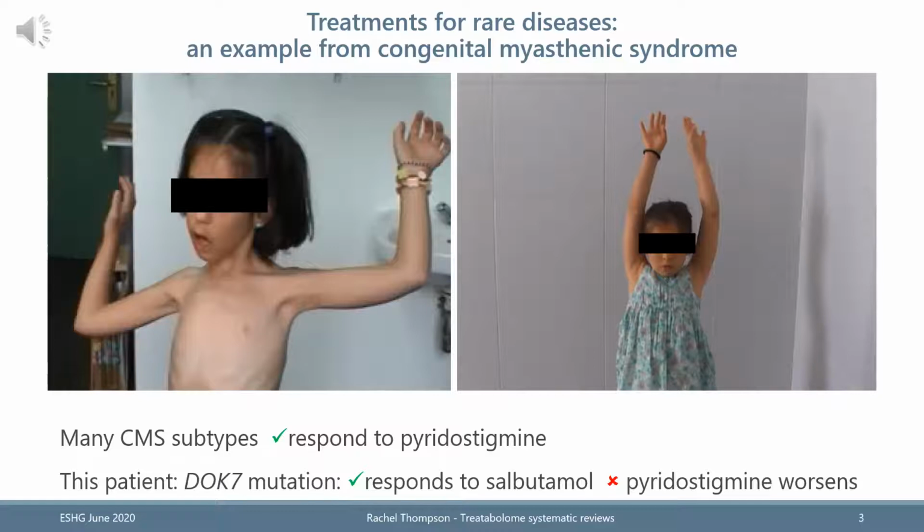In this first photo on the left, you can see the girl trying to raise her arms above her head, and you can see that she's really struggling with that. That's about as far as she manages to get at all. And although you can't see it in this photo, she also has difficulty getting up from the floor, and she can't climb stairs. So her weakness is really affecting her daily life quite a lot.